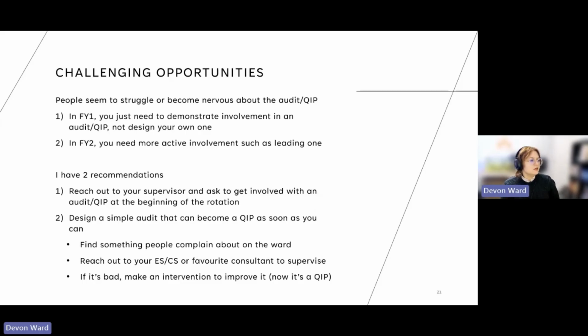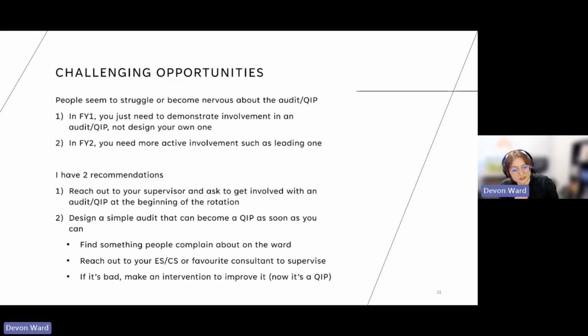So in F1, you just need to demonstrate that you've been involved in an audit or QI process, rather than design your own one. Whereas in F2, you need more active involvement, for example, leading one, but it doesn't necessarily have to be. I have two recommendations, and hopefully this will help you get started and be involved in that process.